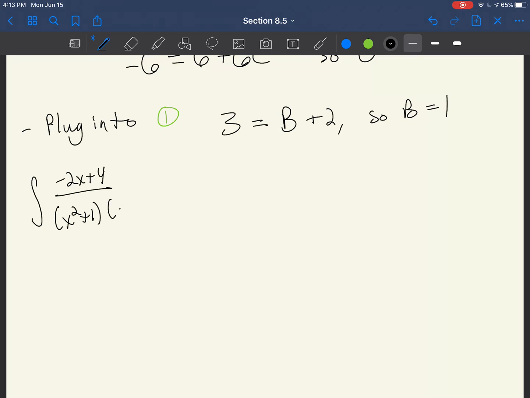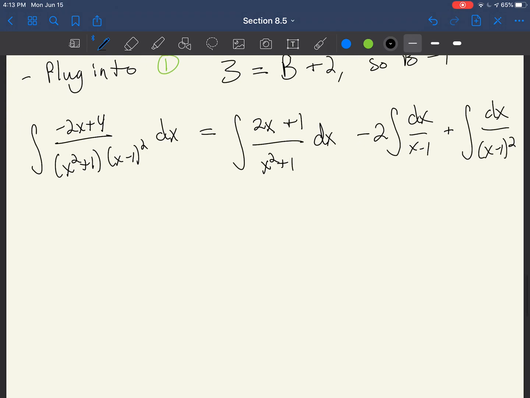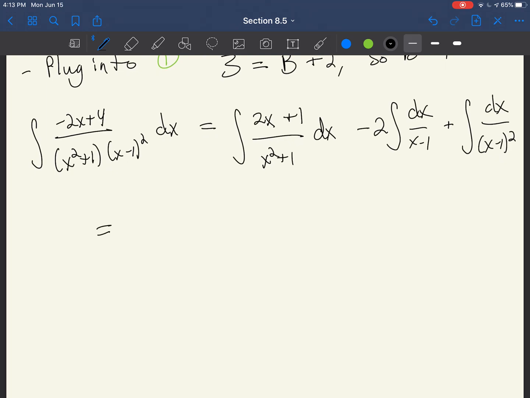So we have the integral of -2x plus 4 divided by x squared plus 1 times x minus 1 squared dx. This is using the linearity of the integral. This is the integral of ax plus b. A was 2, so that's 2x. B was 1, plus 1 divided by x squared plus 1 dx. Plus c. C was -2. Integral of 1 over x minus 1. Plus d. D was 1. Integral of 1 over x minus 1 quantity squared.